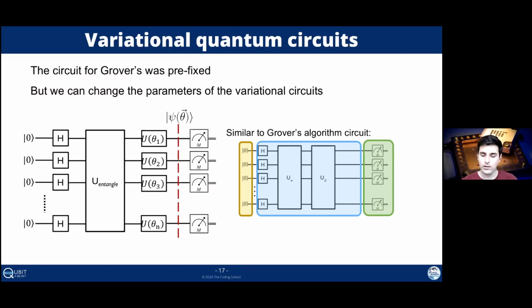But if you look a little bit closer, you'll notice that the overall structure of the circuit is fairly similar. We start by putting everything in a superposition, and then we have an operator that entangles the qubits, which is analogous to the reflection around the mean operator for Grover, the second operator that entangled things. And then we also have single qubit operations here, which are analogous to the oracle operator.